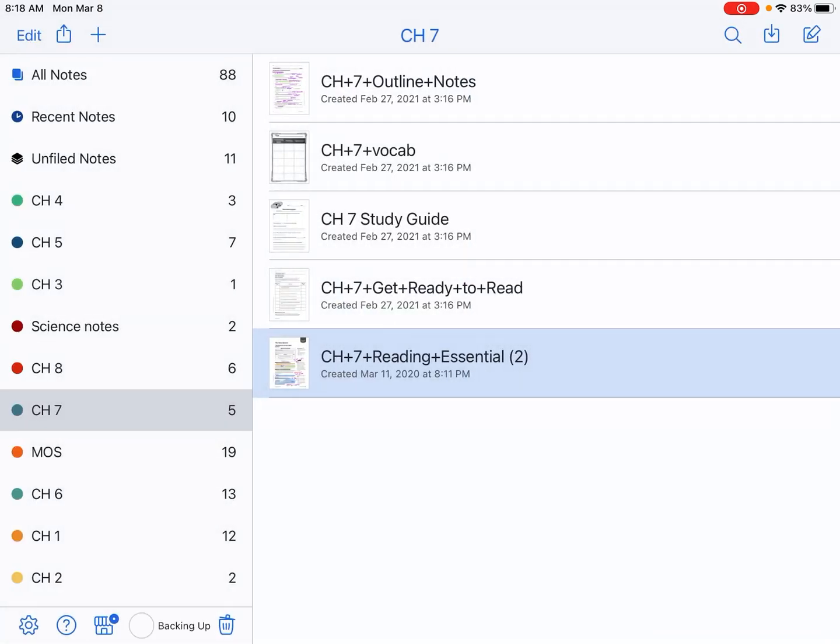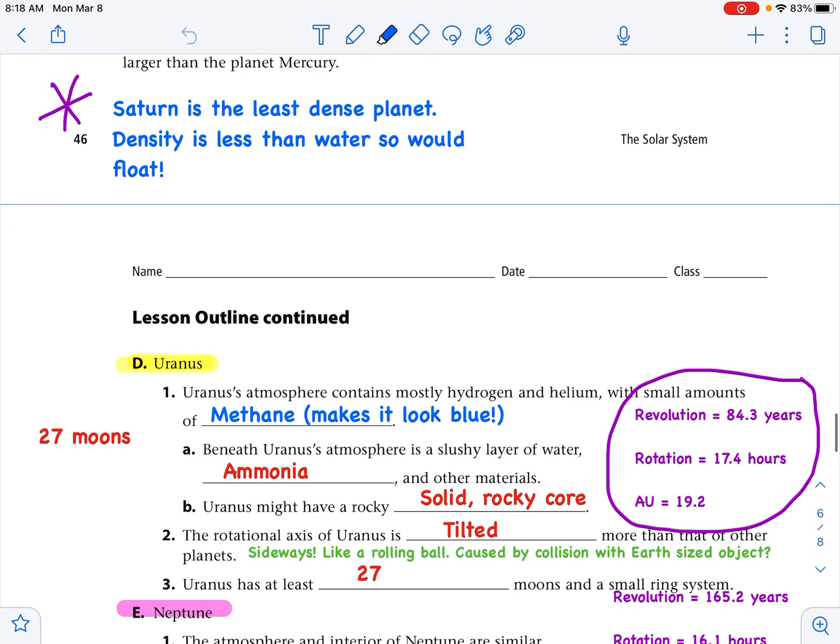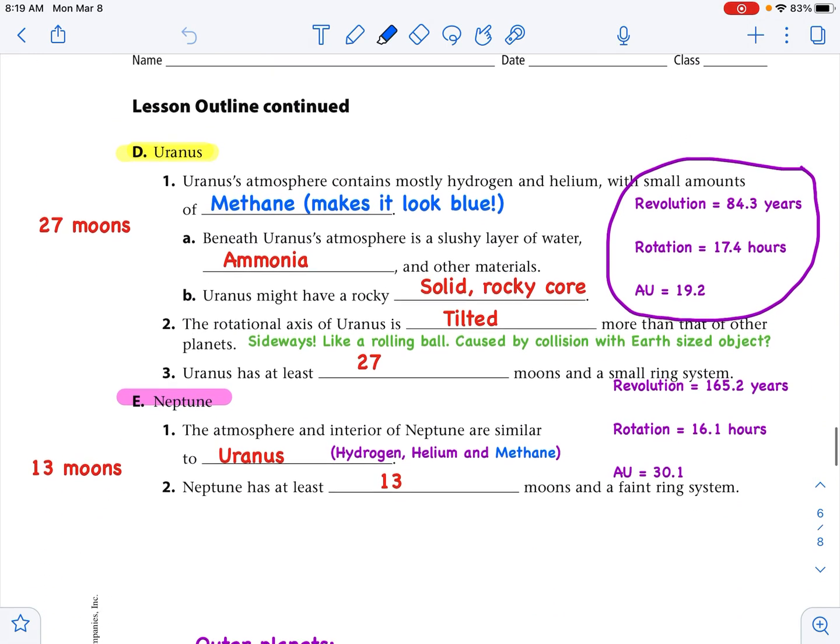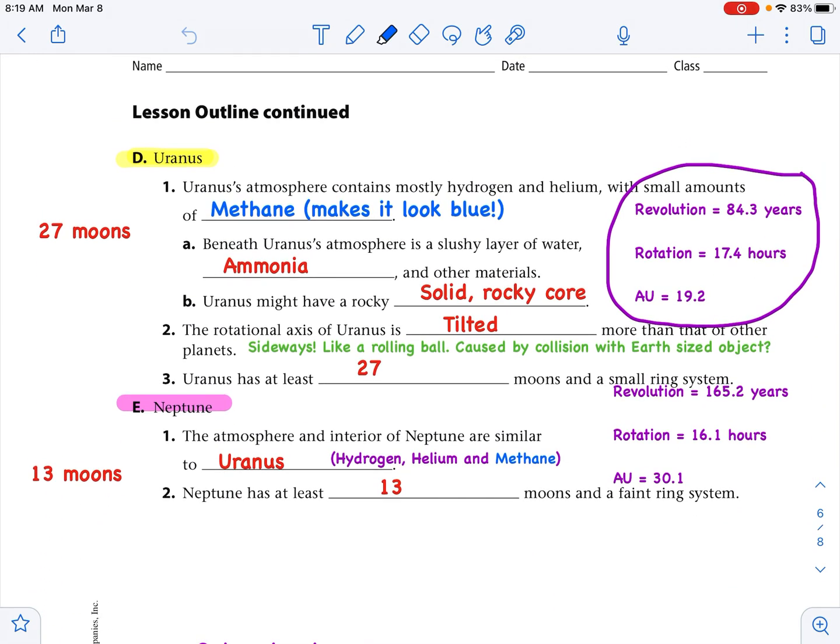So we are ready to fill in our outline notes for Neptune. So the atmosphere and interior of Neptune are similar to Uranus. So they have that hydrogen, helium, and methane. So that's what makes it look blue. So these last 2 planets, Uranus and Neptune, have methane also in their atmosphere. Neptune has at least 13 moons and a faint ring system.